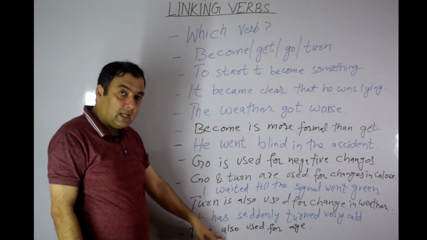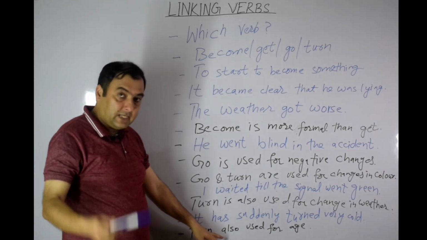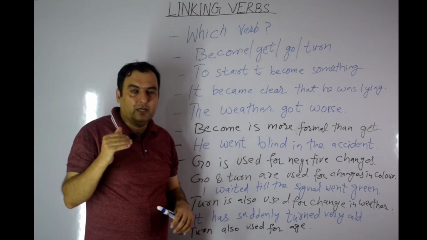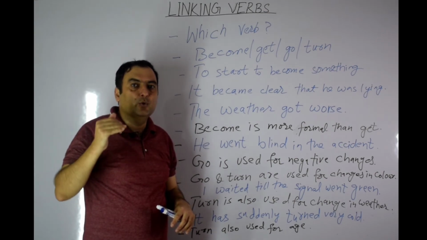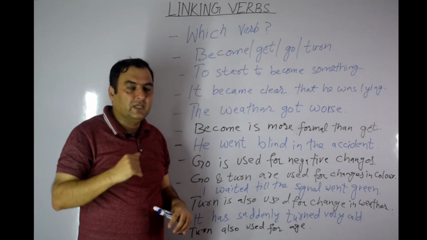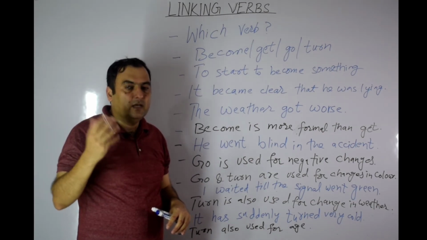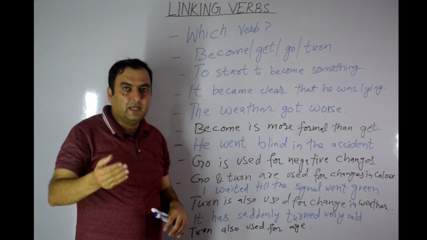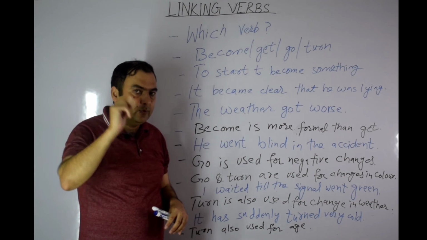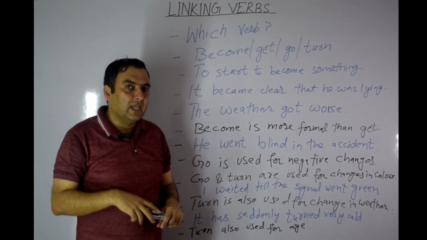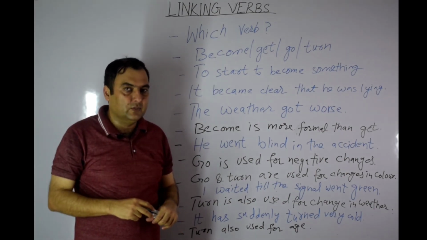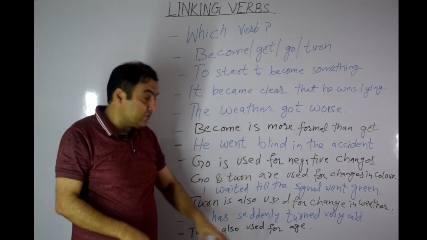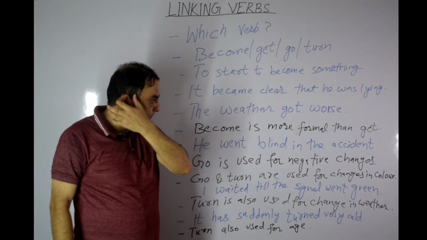And the last point, though there is no example sentence, I'll give you an example. Turn is also used for age. For example, you're 20 now and you reach the age of 21. We could use turn. You say, last month I turned 21. Last month I turned 22, for example. So we know that these number words are adjectives. So turn is also used for changes in number, or change in age.